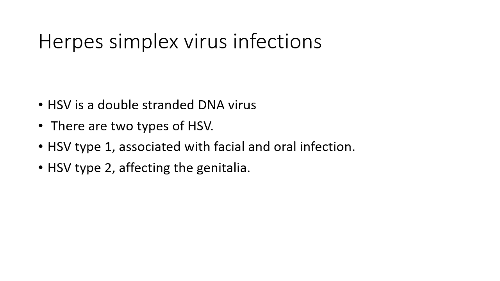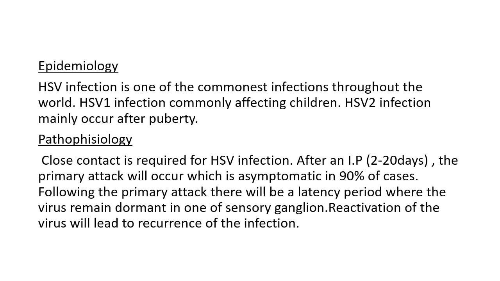It's a double-stranded DNA virus. There are mainly two types of HSV, type 1 associated with facial and oral infection, and type 2 affecting mainly the genitalia. Epidemiology: HSV infection is one of the commonest infections throughout the world. HSV-1 infection commonly affects children. HSV-2 infection mainly occurs after puberty. Close contact is required for HSV infection.